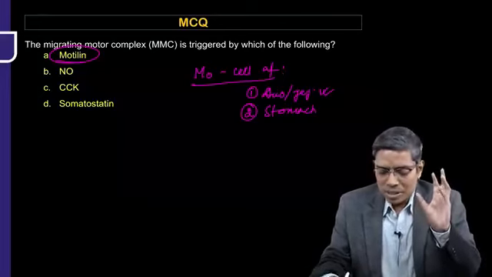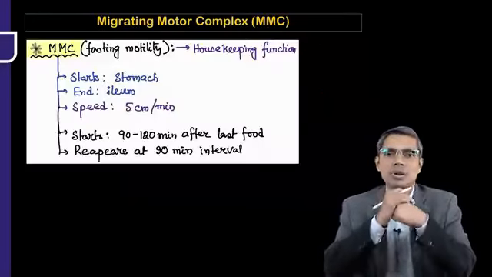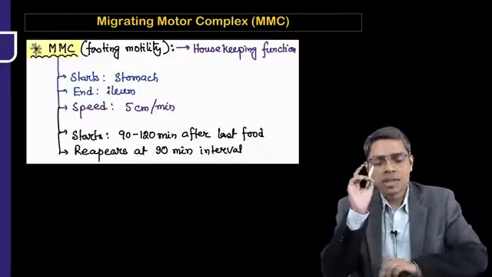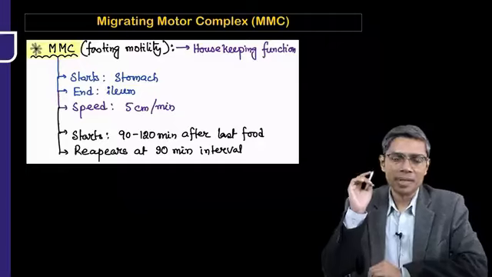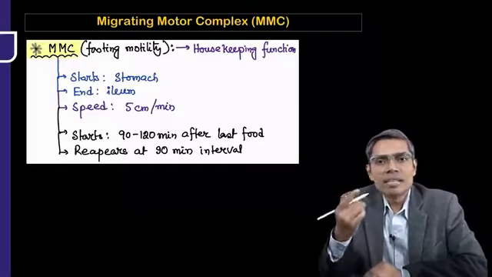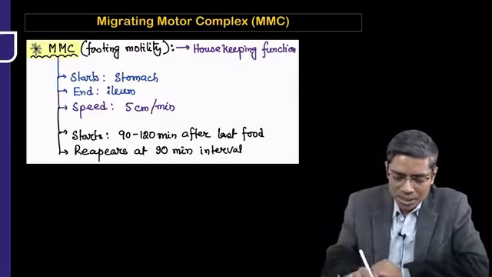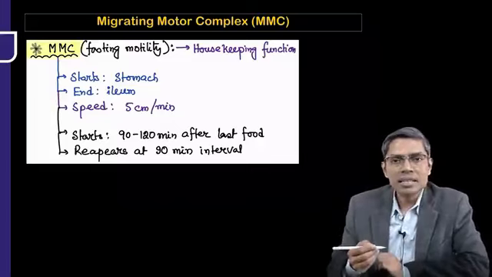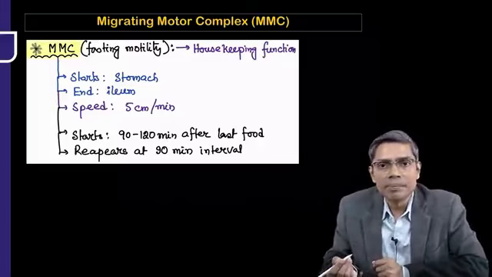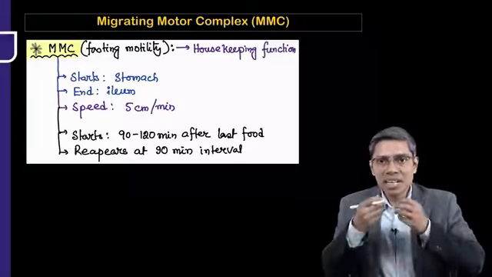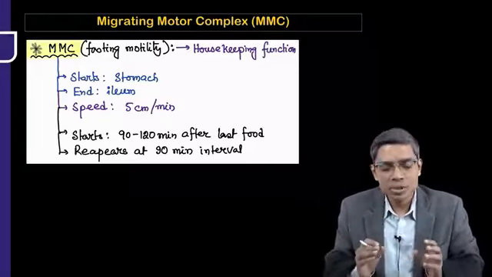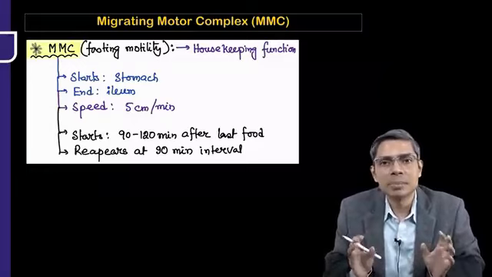I have to remember certain information about the migratory motor complex also. So I told you it's a fasting motility. Why do you require fasting motility? There is no food in the GIT, but still the GIT is having some motility. Why? This is to clear the content of the GIT which is still remaining in different parts.